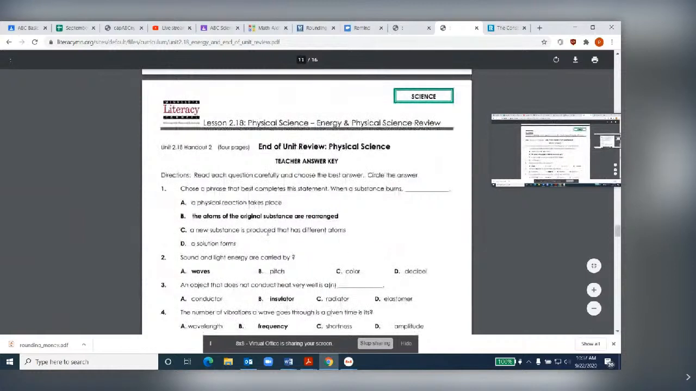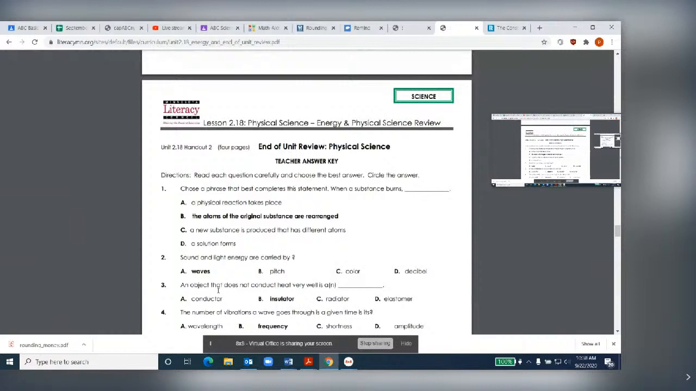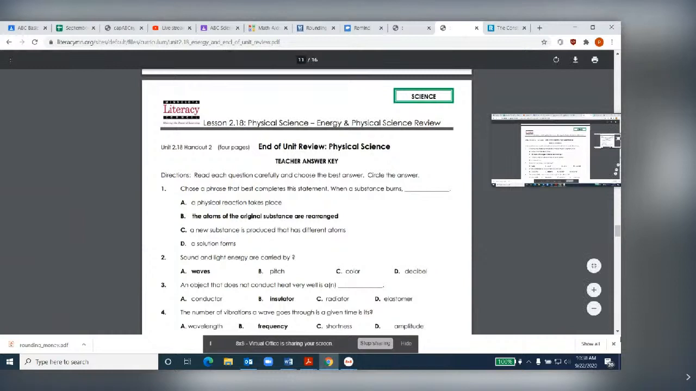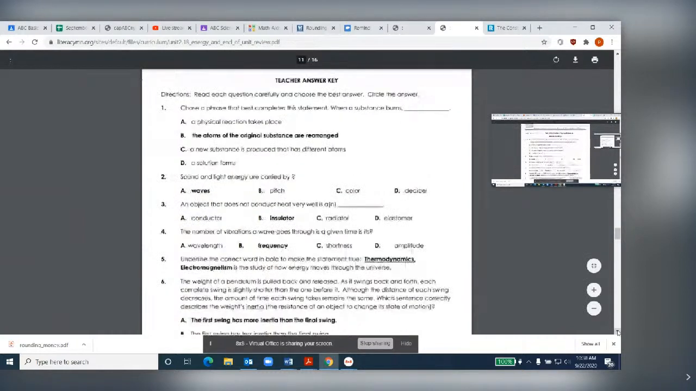Or if you want to just go by and look at the answers, basically, and then sound and light energy are carried by waves. Go back and look what a wave is. And it says an object that does not conduct heat very well is an insulator. That's why a lot of our wires are insulated. That way the electricity, basically, you don't get shocked when you touch a wire. A lot of them have that rubber insulation on them. And this one's about frequency. So you can just go back and review those units and do the best you can on it, okay?